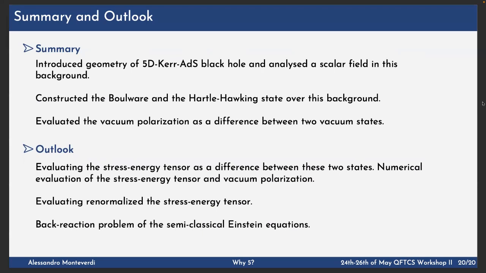What we want to do next will be to evaluate the stress energy tensor, possibly as a difference between these 2 quantum states, and then try to numerically evaluate the stress energy tensor and the vacuum polarization. But still, the goal at the end is to evaluate the renormalized stress energy tensor and use this to solve the back reaction problem of the semi-classical Einstein equation.